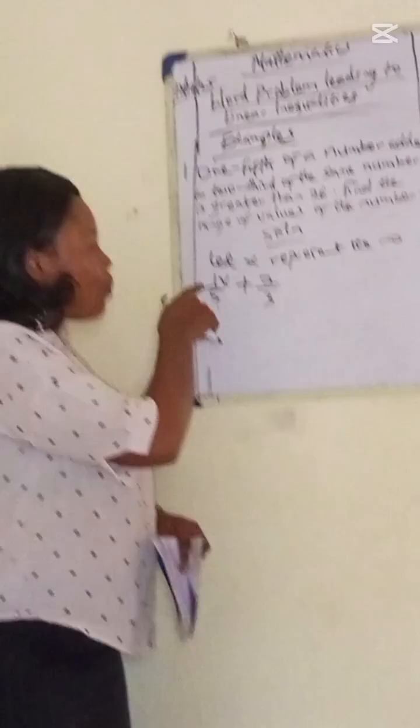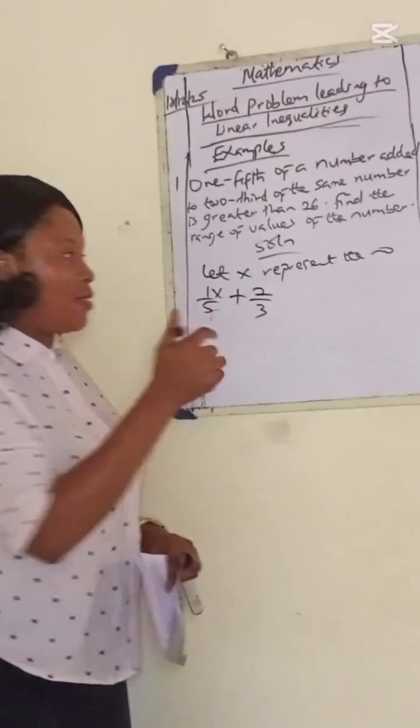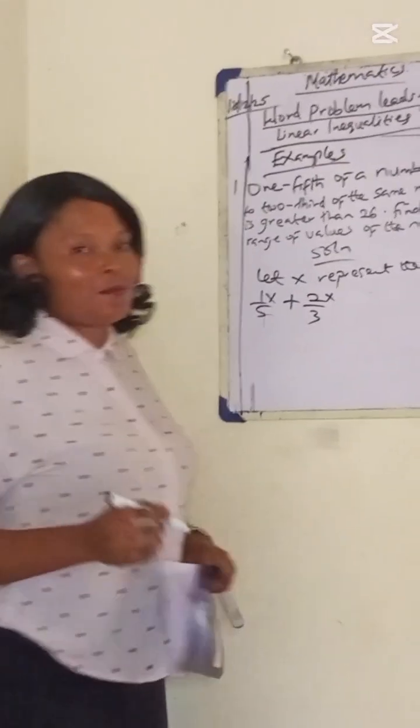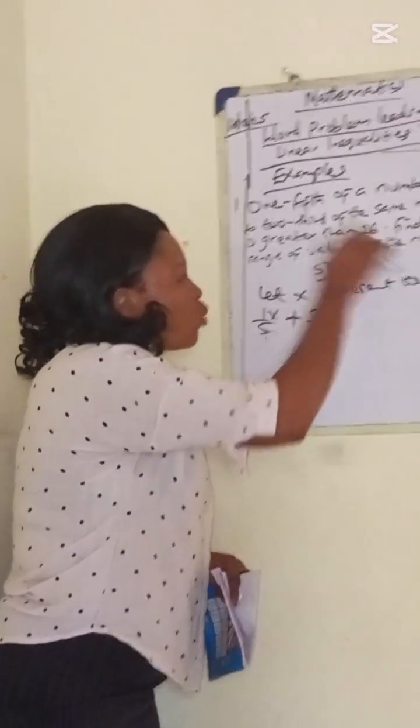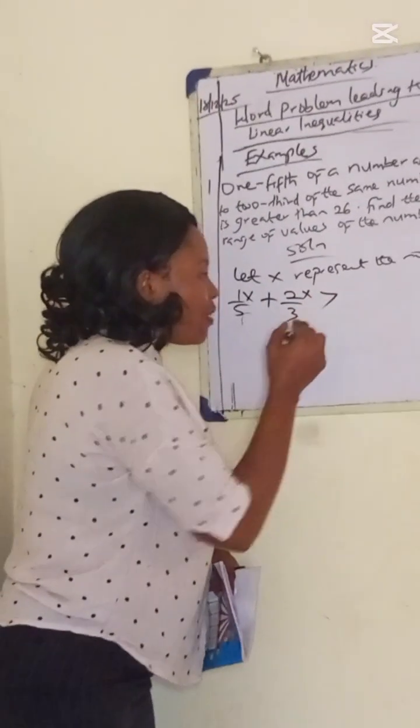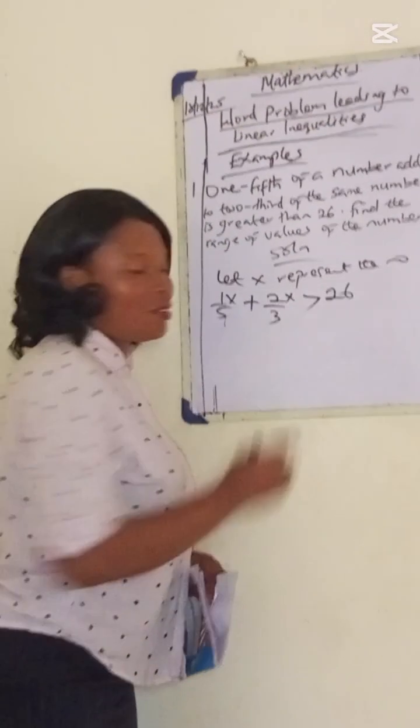The same number is the number we use for 1/5, and which is what? x. So I'm going to write my x here. Then go back to the question. It said is greater than 26. Put your greater than sign, then 26.